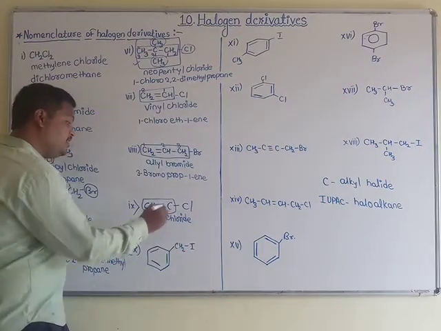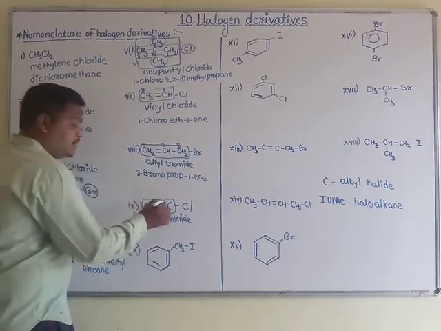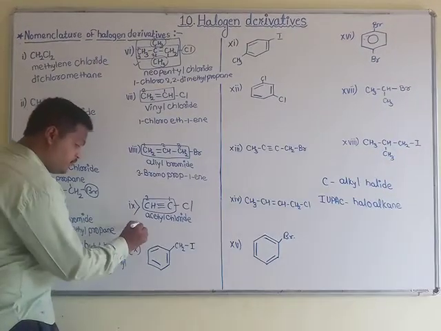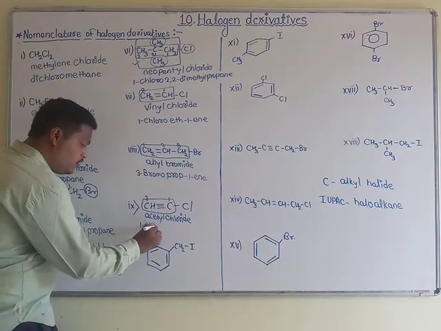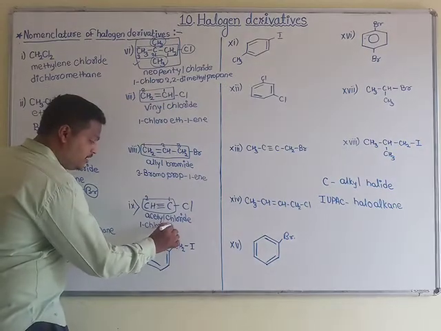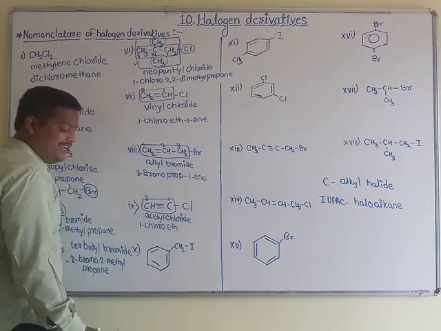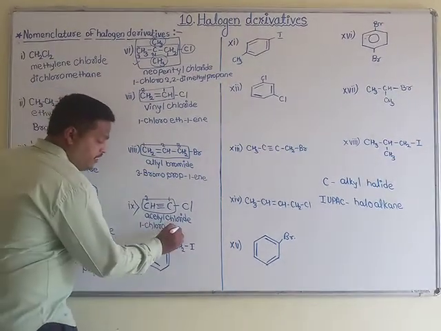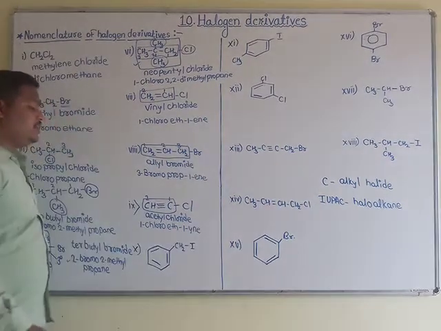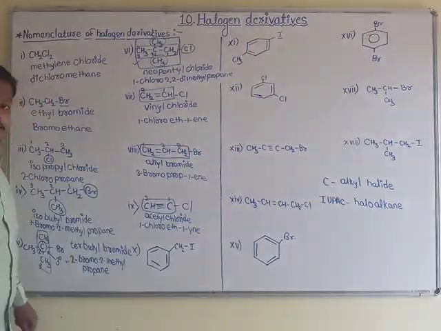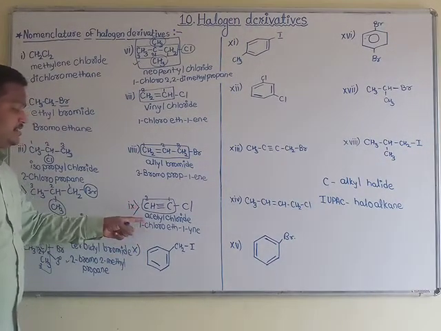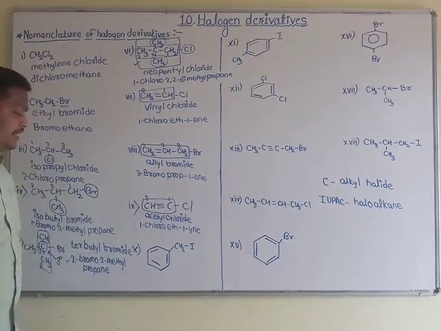What is its IUPAC name? To give the IUPAC name, numbering starts from right to left. Therefore 1-chloro. Yes, eth, there are two carbons, therefore eth is the alkyl name, and on the first carbon there is a triple bond, therefore eth-1-yne is added. Okay, this is the correct IUPAC name and common name of the ninth compound.